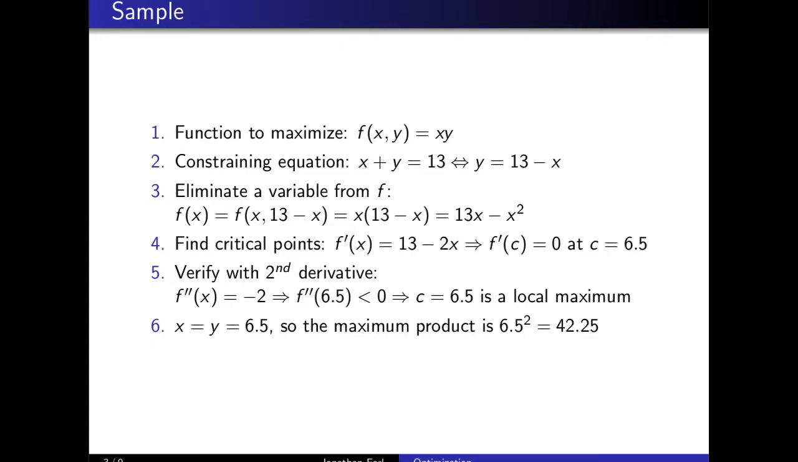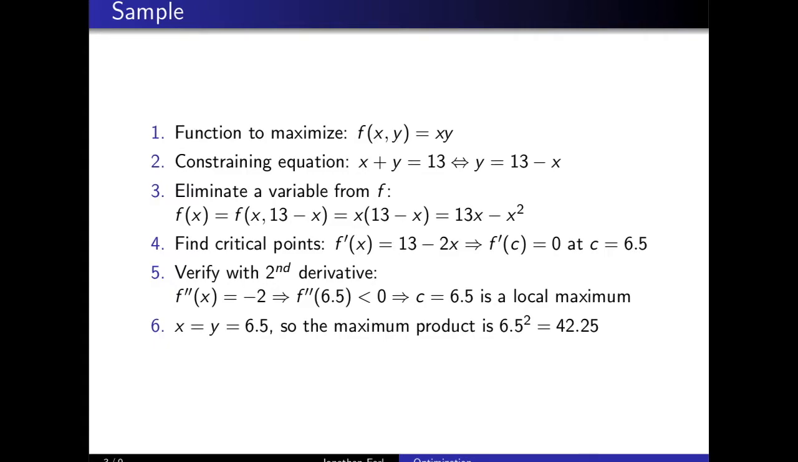Okay, so the next thing we're going to want to do is find the critical points for this function f, and we'll do that with our derivative. So we get that the derivative is 13 minus 2x, and because we're dealing with a polynomial, we know that our derivative is defined everywhere. So we get that our derivative is going to be 0 at 6.5.